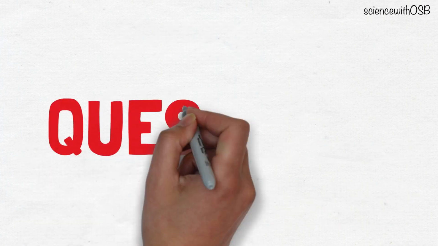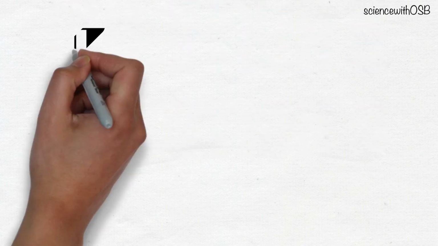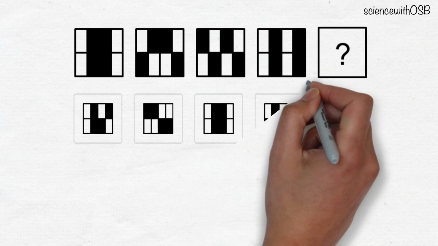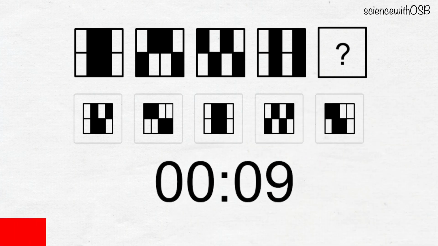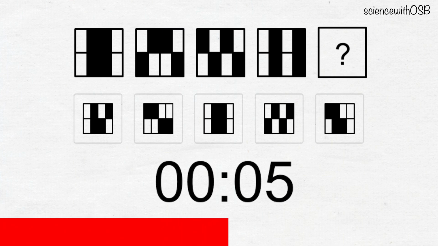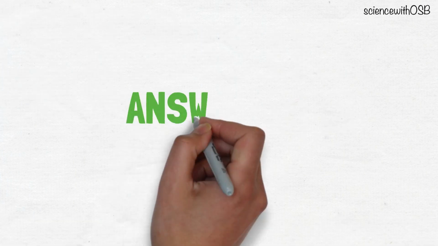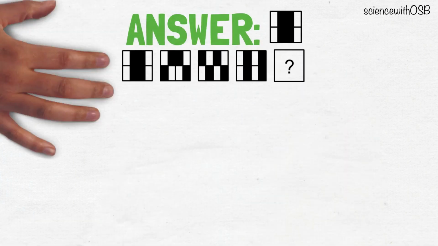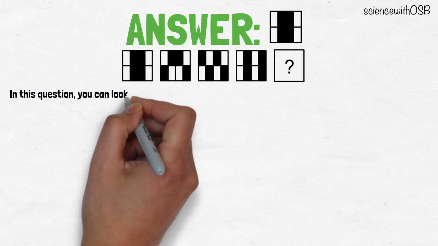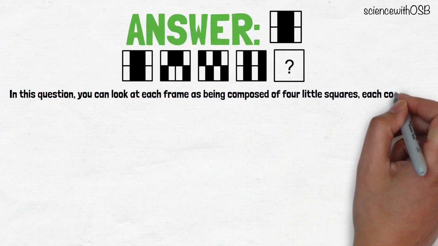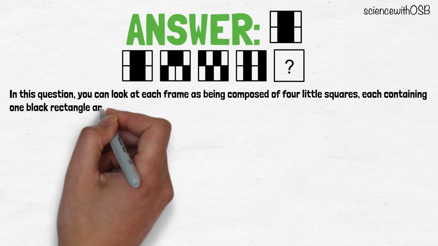Great, let's move on to question number 8. Choose the image that completes the pattern. Correct answer is option 3. In this question, you can look at each frame as being composed of 4 little squares, each containing one black rectangle and one white rectangle.